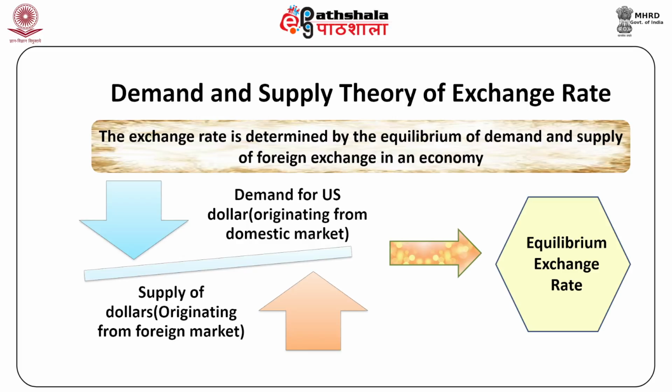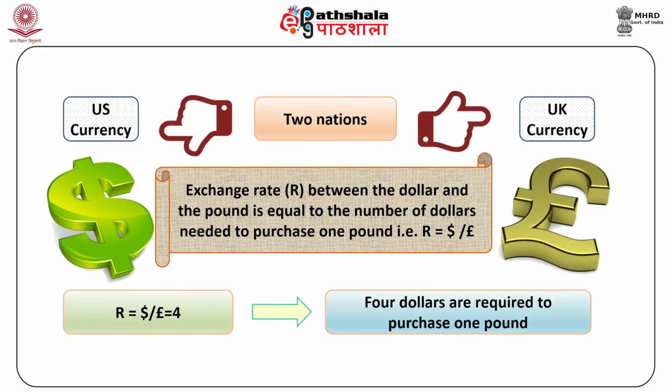It is to be noted that demand for foreign currency originates from the domestic market and supply comes from the foreign market. Assume for simplicity that there are only two nations, the US and the UK, with dollars being the domestic currency and pound sterling as the foreign currency. The exchange rate between the dollar and pound is equal to the number of dollars needed to purchase 1 pound. That is, R = dollar/pound. For example, if R = dollar/pound = 4, then this means that $4 are required to purchase 1 pound.